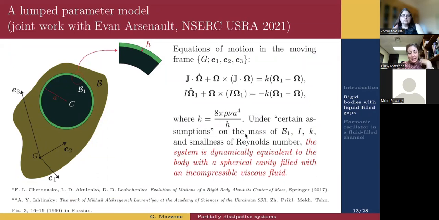So it's the same setting as before, but now we assume that the light green gap between the two bodies is so thin that basically you can think about it, the way that these problems particularly arise, in lubrication problems.